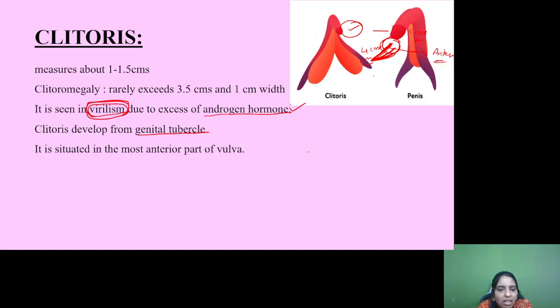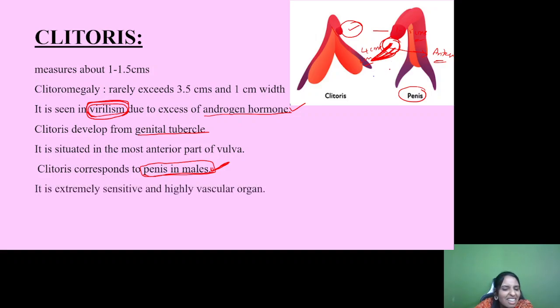And next, as I have just said, it is homologous to the penis in the males. See, this is the clitoris of the female and the penis in the male. Both are similar, right? Next, it is extremely sensitive and a highly vascular organ. We'll come to read regarding it.